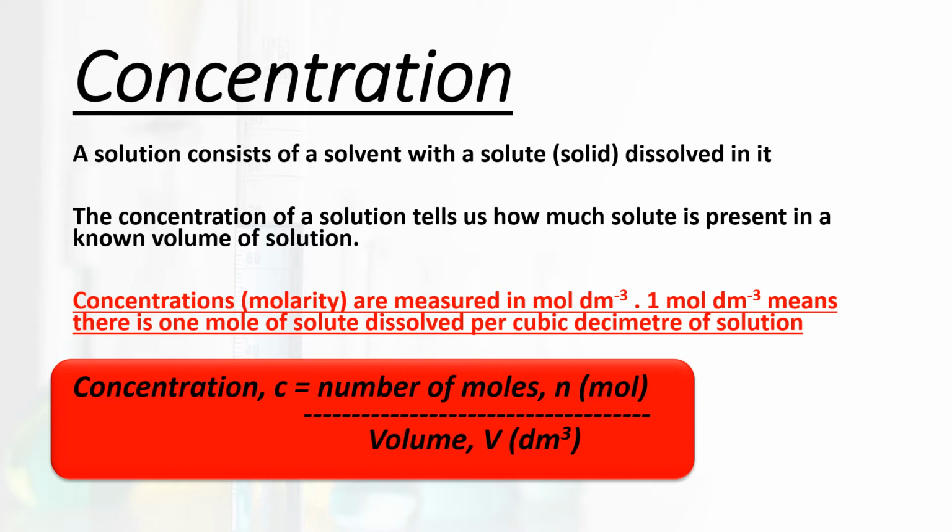And so concentrations, or sometimes called the molarity, are measured in moles per decimeter cubed. And 1 mole per decimeter cubed means that there is 1 mole of solute dissolved in a cubic decimeter of solution. And we can write a mathematical equation for this, where we say that the concentration is the number of moles, units of mole, divided by the volume, which is the units of decimeter cubed. So we can say that C, the concentration, is equal to n, the moles, divided by the volume, V.